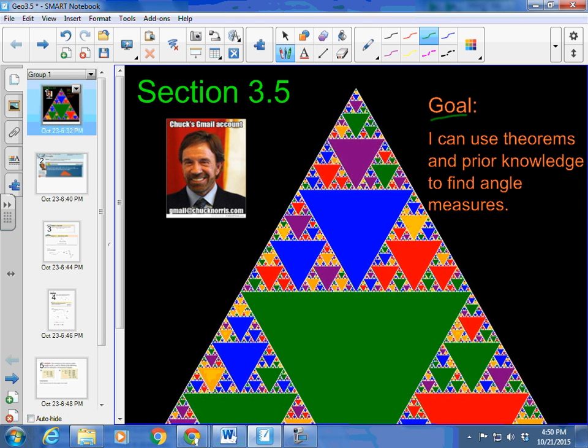And you can see there's triangles there, so it actually is going to have to do with triangles. But the goal is I can use theorems and prior knowledge to find angle measures. We're going to have a couple new theorems and then prior knowledge of other angles and things about triangles.